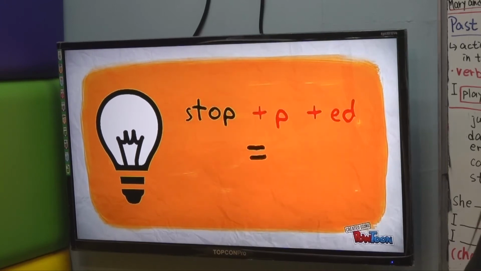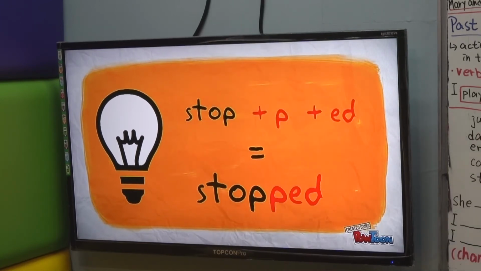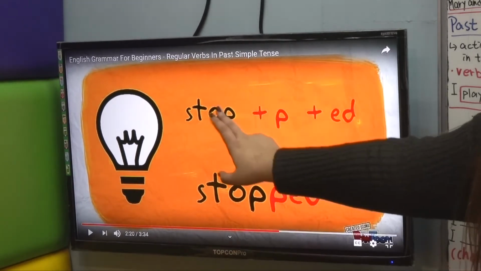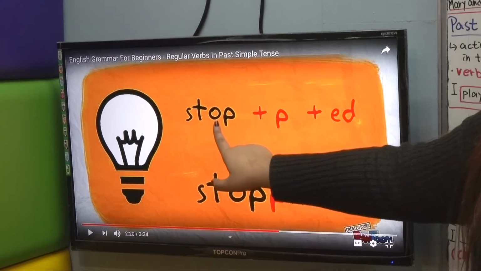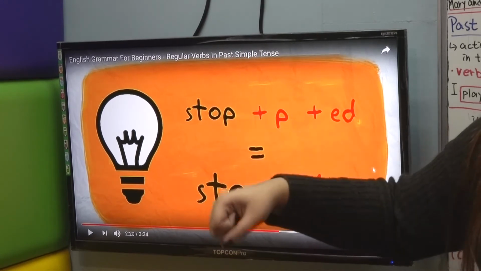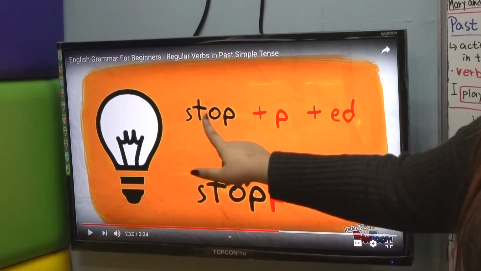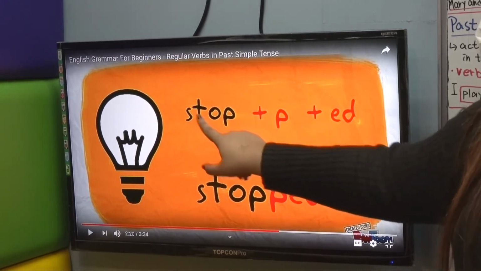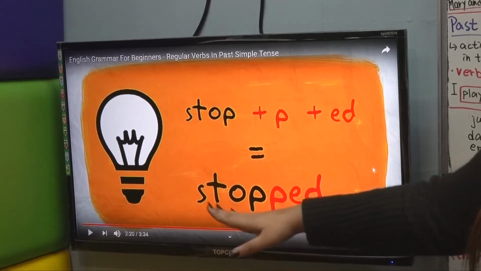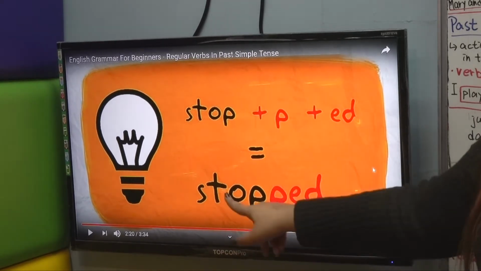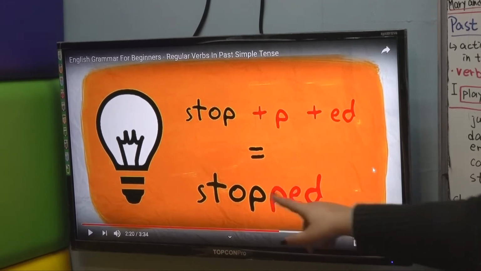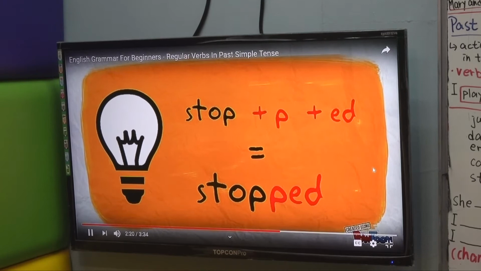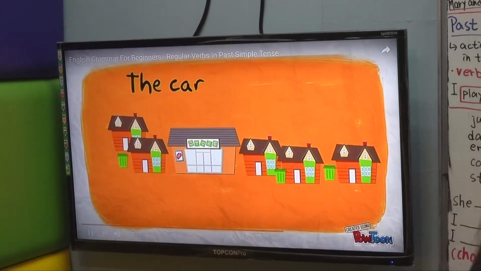Stop, stopped. Alright, here it ends with a vowel and a consonant, right? Vowel, letter O is vowel, right? One of the A, E, I, O, U, right? O. So that's why we double the last letter. S-T-O-P, stop, becomes stopped. S-T-O-P-P-E-D. Remember to double the consonant when you see a vowel here. The car stopped.